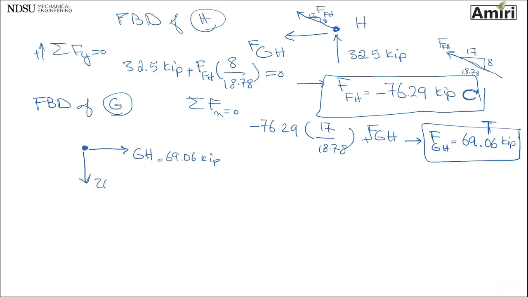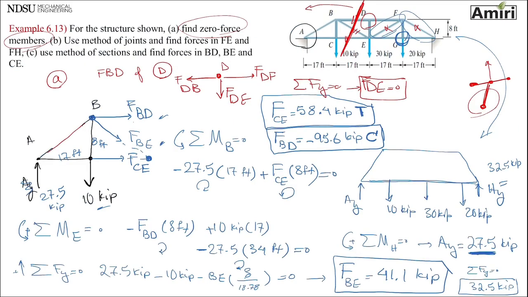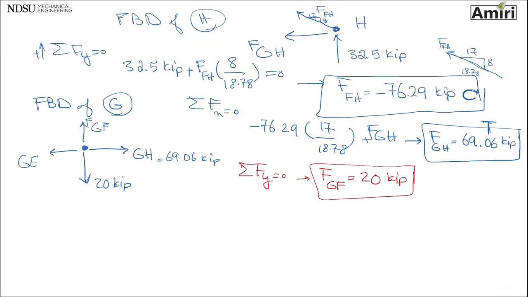I have a 20 pointing down. I have GF, or force GF, that I don't know, and GE, that I don't know either. So if I write summation of forces in Y, force GF is going to be 20 kip, okay? Now I can write my final joint, which is joint F.